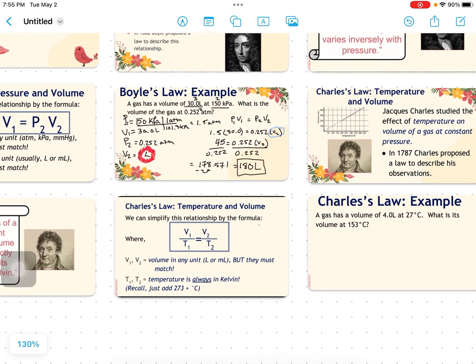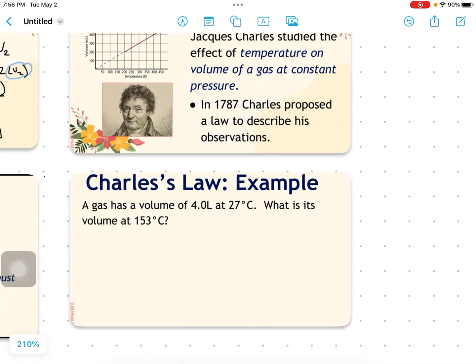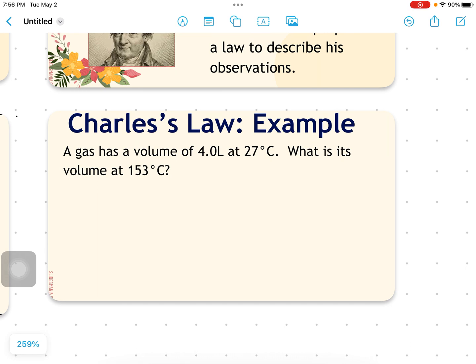So he came up with this equation. V1 divided by T1 equals V2 divided by T2. So V1 and V2 are your volumes. Again, both are in liters or milliliters, and they have to match. Our temperatures are T1 and T2, and they need to both be in Kelvin. And that's your only option. So if you're given everything in Celsius, you have to convert to Kelvin, and I will show you how to do that. So here is our problem.